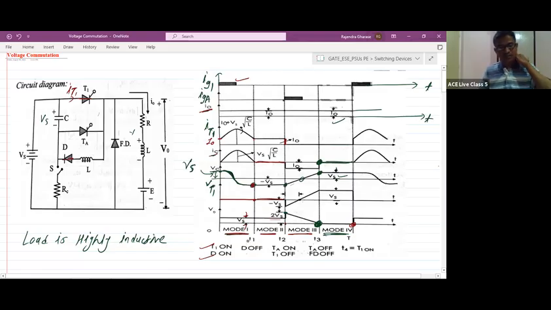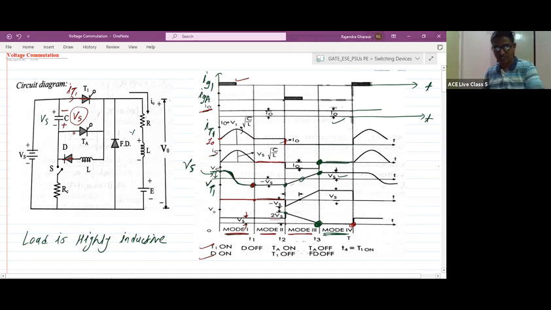During mode 1, what is happening? The capacitor is discharging and again charging to the reverse polarity. So here the voltage is changing from plus Vs to minus Vs. This minus Vs we represent like a plus here and minus here. This is equal to your minus Vs. This polarity is only reversed, right? Lower plate positive, upper plate negative means it is like a minus Vs.